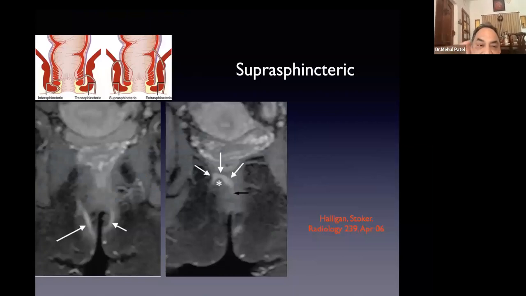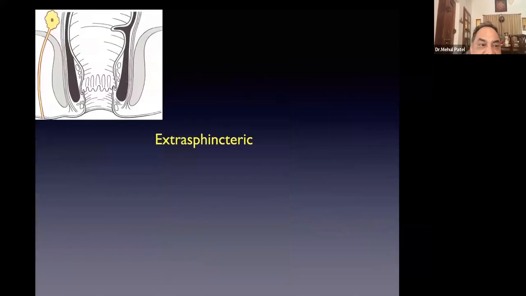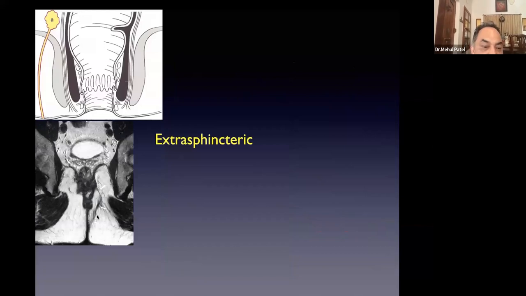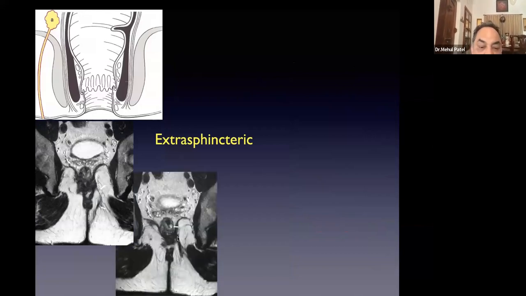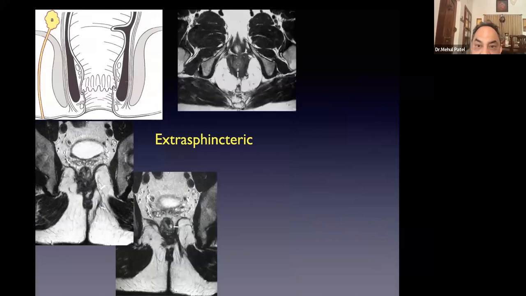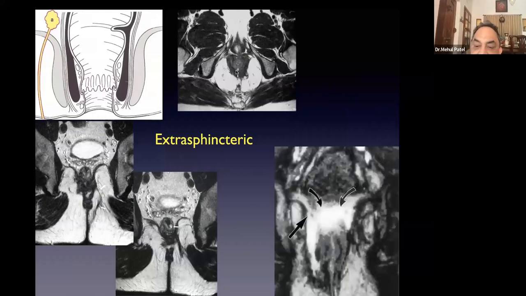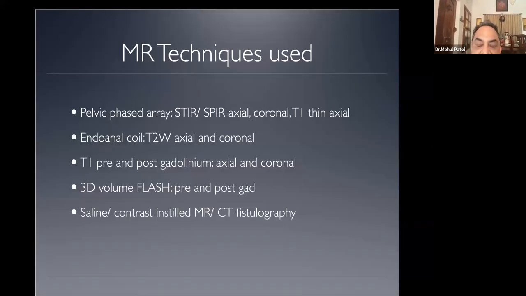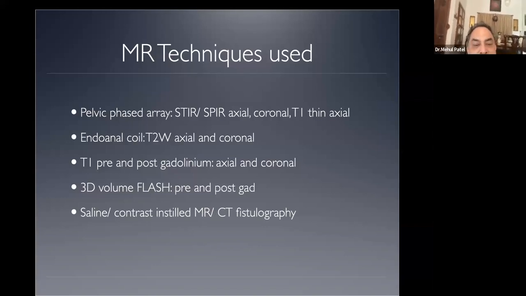So this is a suprasphincteric tract, like I explained here. You can see the tract going across, and then opening at the level of the dentate line. Extrasphincteric is like this, like we talked about. Here is a tract going up and opening internally inside the rectum. You can see the opening far high up inside the rectum, associated with significant rectal inflammation. So that brings me to the description of the 4 basic fistula types.